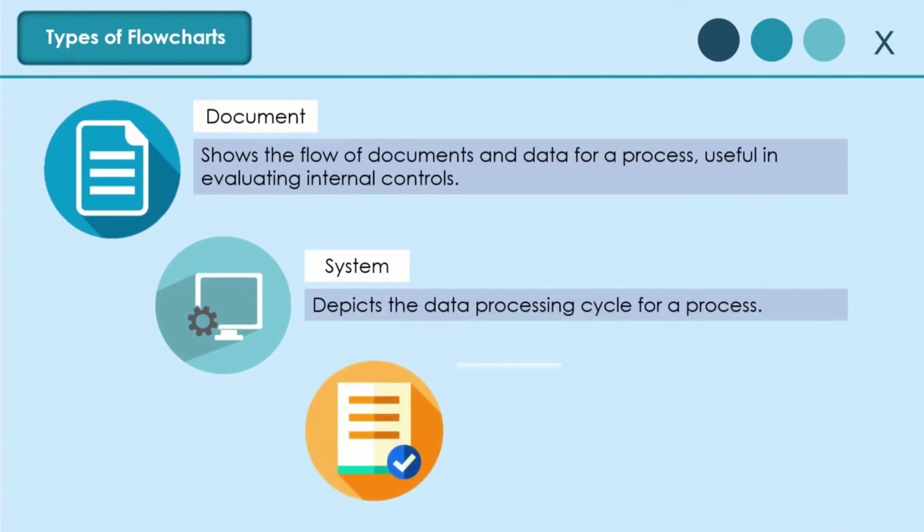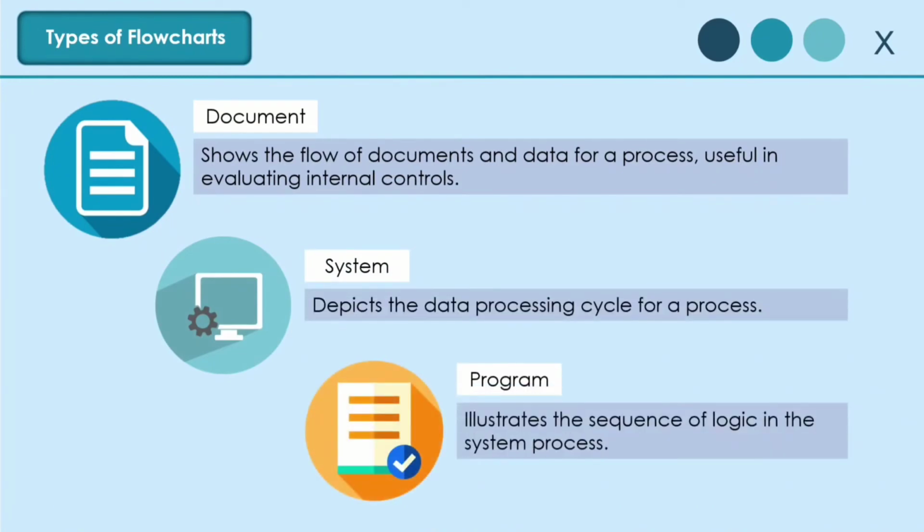Types of flowcharts. Documents. Document flowcharts show the flow of documents and data for a process, useful in evaluating internal controls. These flowcharts display the flow of paper and electronic documents among the various units of a business. This flowchart represents a powerful tool that helps analysts to understand, analyze documents, and improve work processes inside an organization. And these have the purpose of showing existing controls over the document flow through the components of a system.